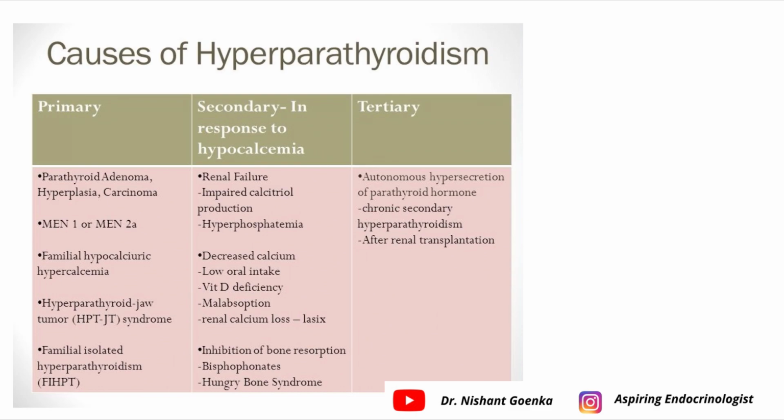Then it could be a part of certain syndromes like MEN1 or MEN2A, and familial hypocalciuric hypercalcemia, and certain other causes. For secondary causes, the two main important causes are renal failure and vitamin D deficiency. These are the two important causes of secondary hyperparathyroidism. And for tertiary, it could be autonomous hypersecretion of parathyroid hormone, generally after a chronic secondary cause, and tertiary hyperparathyroidism is seen in end stage renal disease or after renal transplantation.